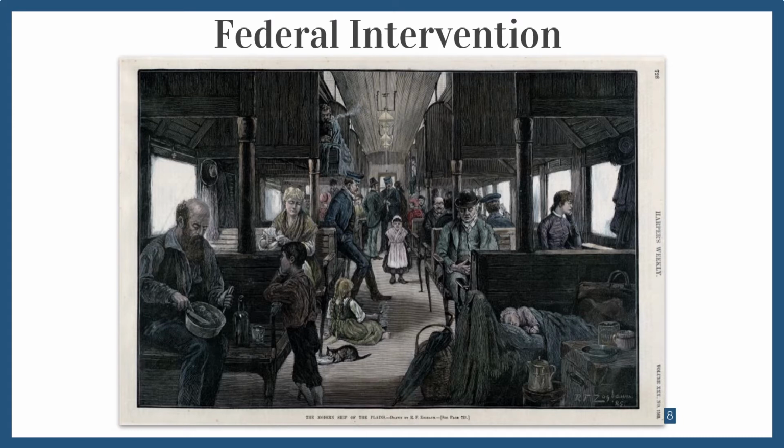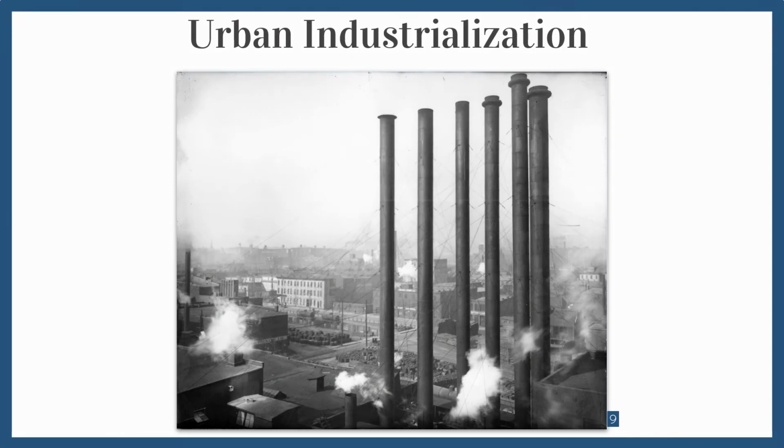Around 600,000 Italians immigrated to America between 1890 and 1900. Jews fleeing religious persecution in Eastern Europe also arrived in large numbers. Over 2 million arrived between 1880 and 1920.